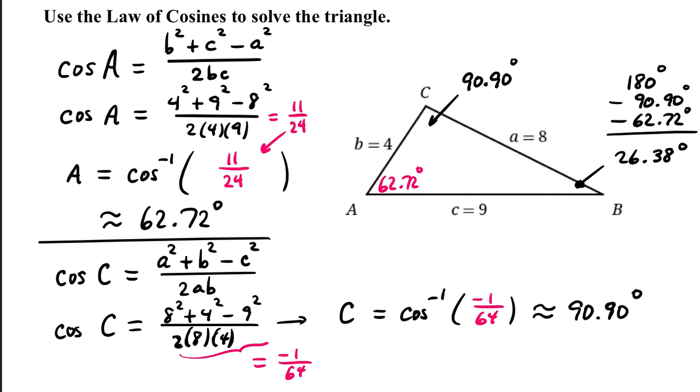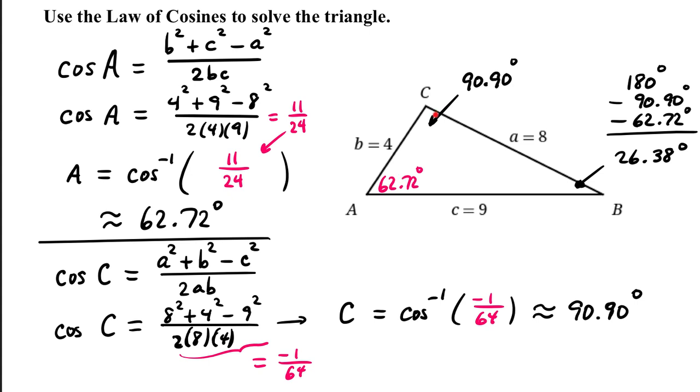The next largest angle would be angle A. It's opposite of the next longest side. Make sure your calculator is in degree mode also. Cosine of A is equal to b squared plus c squared minus a squared. Notice the same letter is on the far ends. The other two letters are in the middle. So plugging your values in carefully results in 11/24 for this large fraction. Cosine inverse of 11/24 is 62.72 degrees.